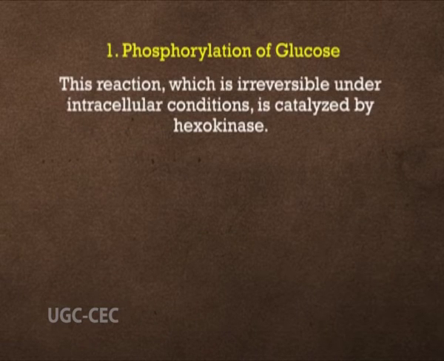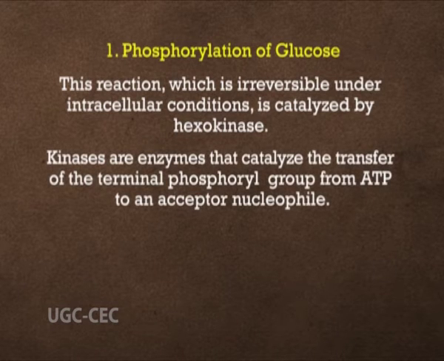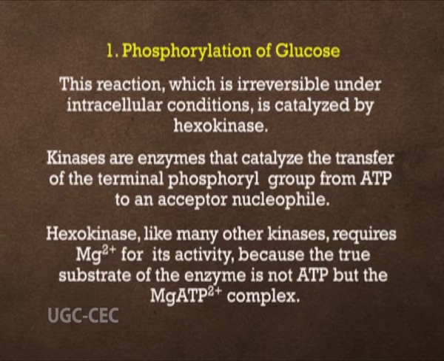This reaction, which is irreversible under intracellular conditions, is catalyzed by hexokinase. Kinases are enzymes that catalyze the transfer of the terminal phosphoryl group from ATP to an acceptor nucleophile. Hexokinase, like many other kinases, requires magnesium ions for its activity because the true substrate of the enzyme is not ATP but the magnesium ATP complex.